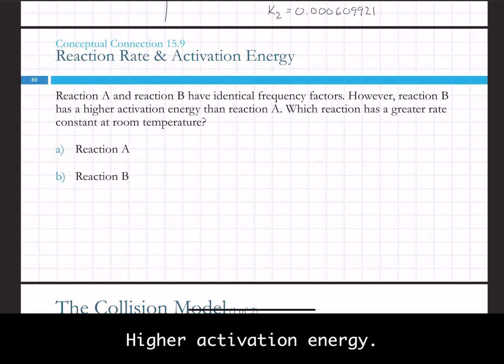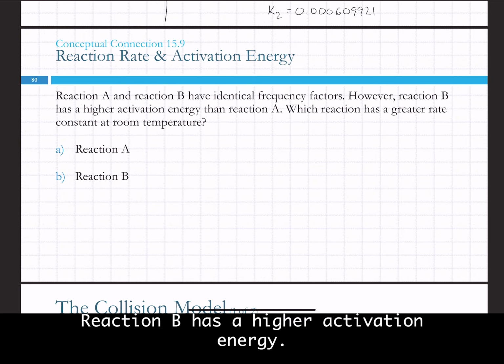Higher activation energy. Is it a larger rate constant or a smaller rate constant? Reaction B has a higher activation energy.